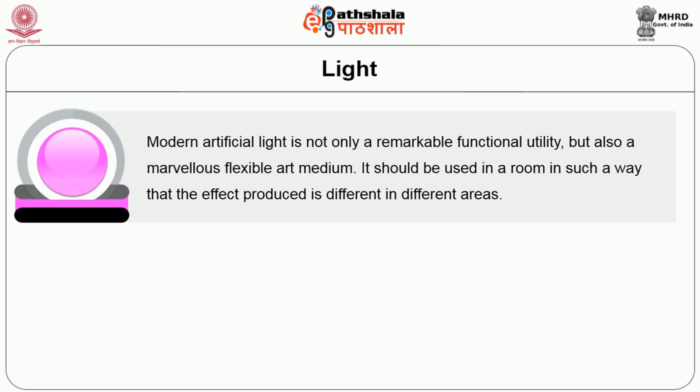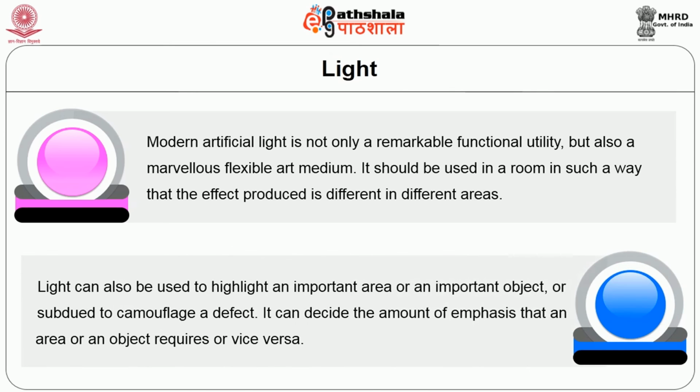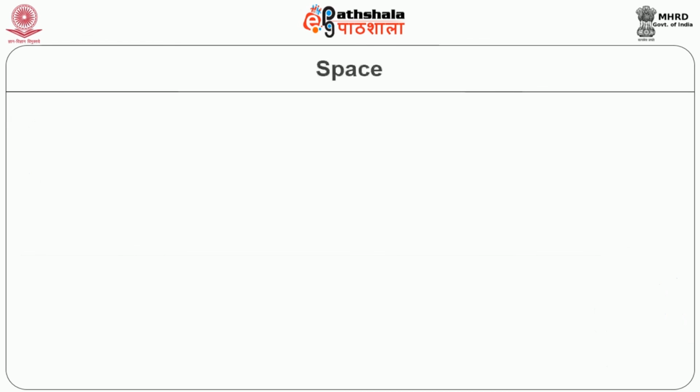It should be used in a room in such a way that the effect produced in different areas in different rooms can vary. So light can also be used to highlight an important area or an object, or to subdue or to camouflage a defect. So it can be used for the amount of emphasis that an area or an object requires, or a vice versa process. The next one would be space.